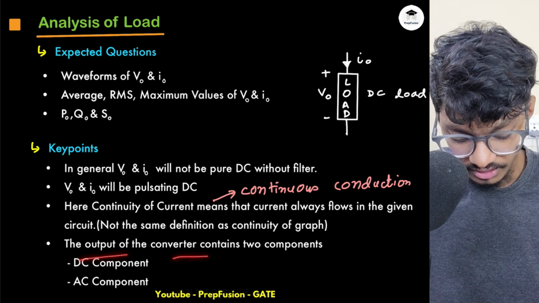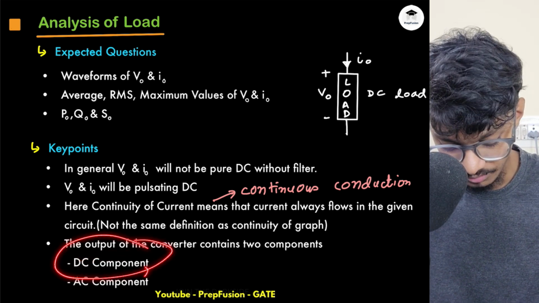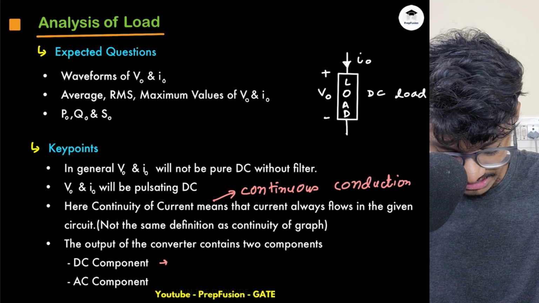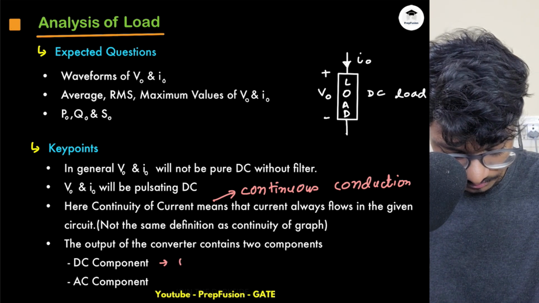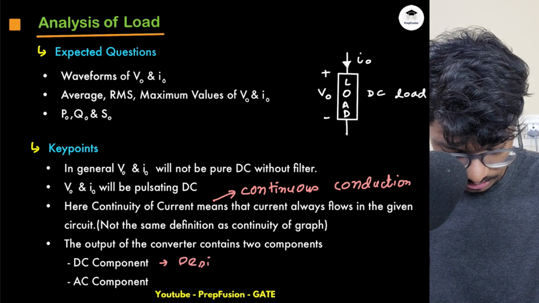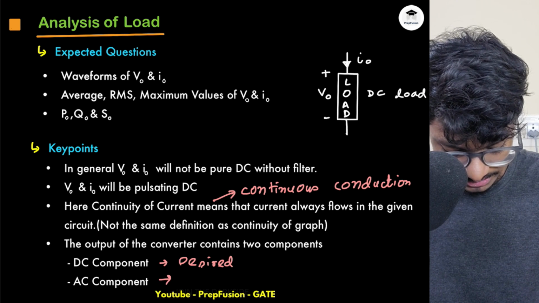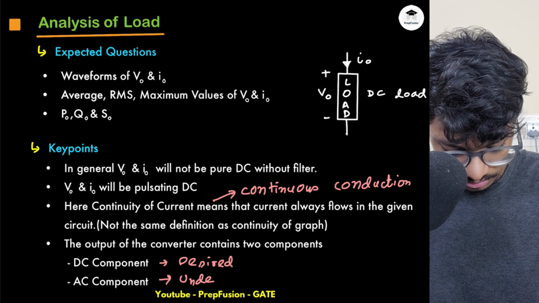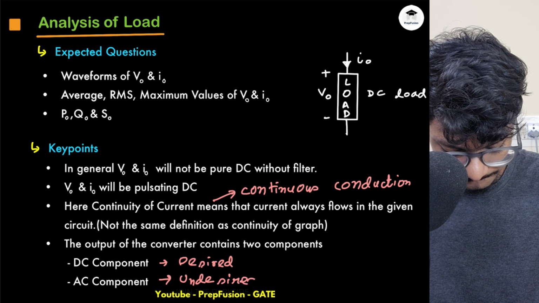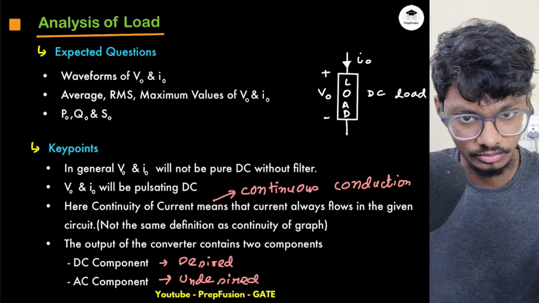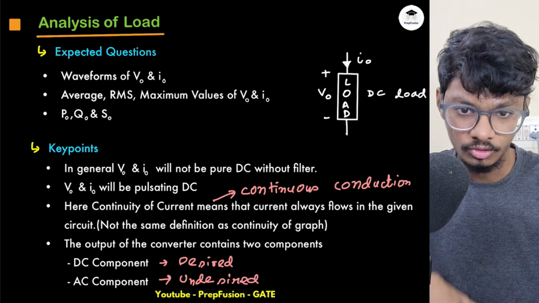Next, the output of the converter contains two components, that is DC component and AC component. The DC component is obviously desired because our load is DC. This is the undesired component. You will learn more about this in the machines.